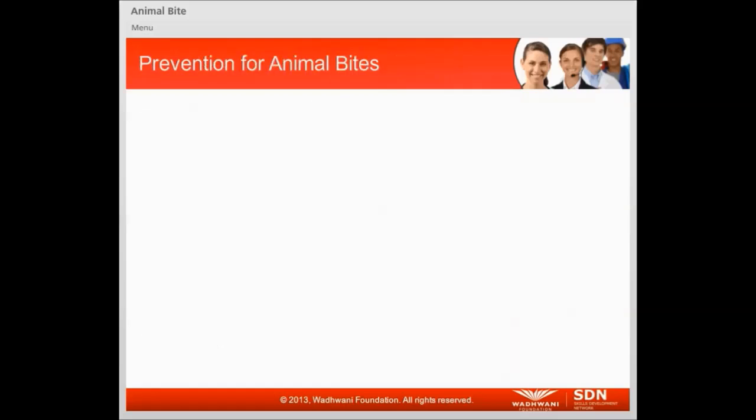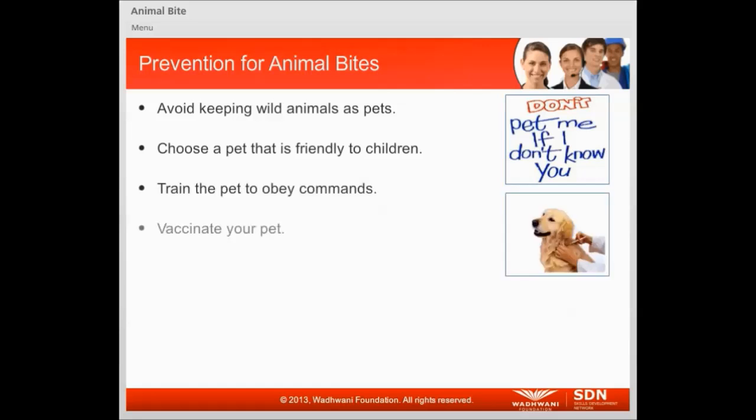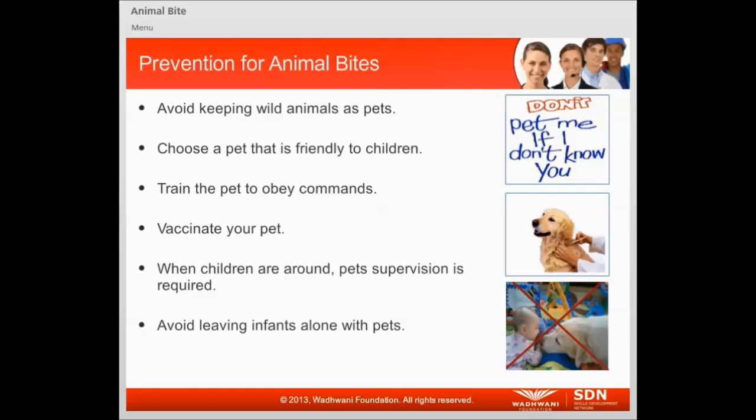Let us see how we can prevent animal bites. Avoid keeping wild animals as pets. Choose a pet that is friendly to children. Train the pet to obey commands. Vaccinate your pet. When children are around, pet supervision is required. Avoid leaving infants alone with pets.